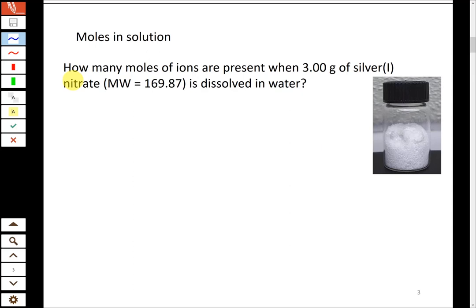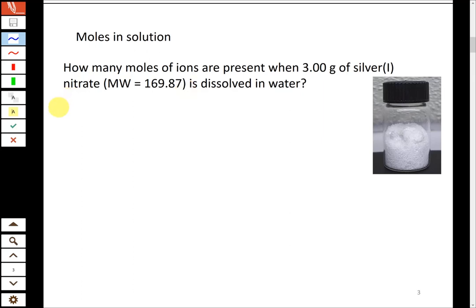So this first example looks at that a little bit more quantitatively, which is how many moles of ions are present when 3.00 grams of silver nitrate is dissolved in water. And so when you're thinking about moles in solution, you have to think about what happens to the compound when it dissolves. So if we're asking about the moles of a specific ion in the solution, or in this case, the total number of moles of ions in the solution, you have to think about what kind of compound it is and what happens when it dissolves in water.